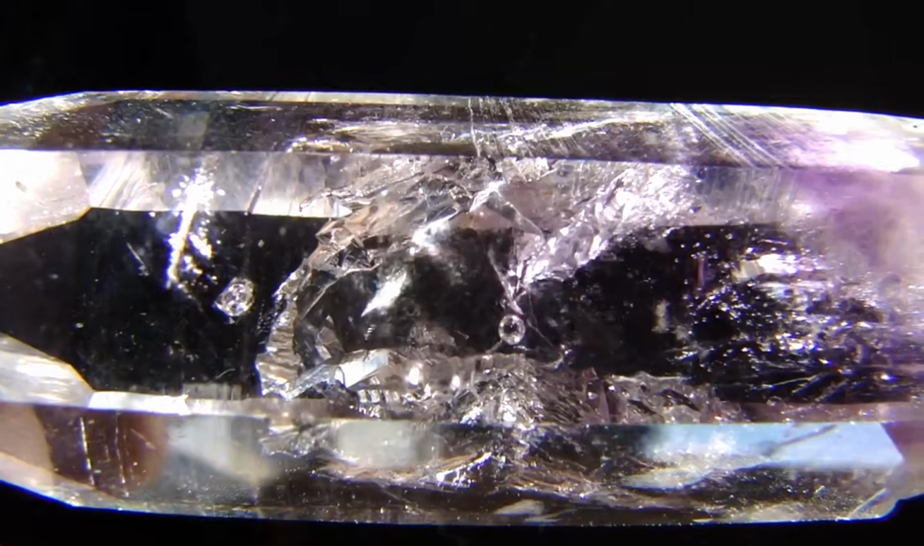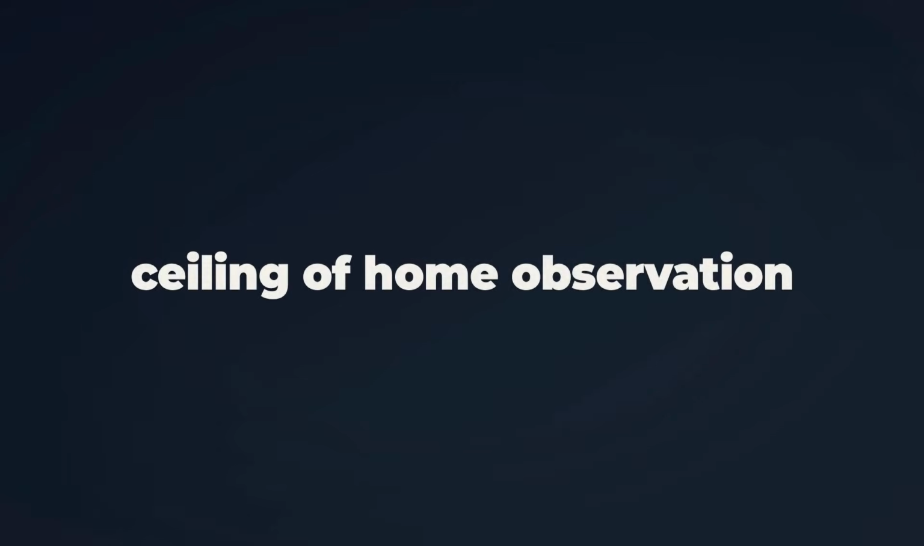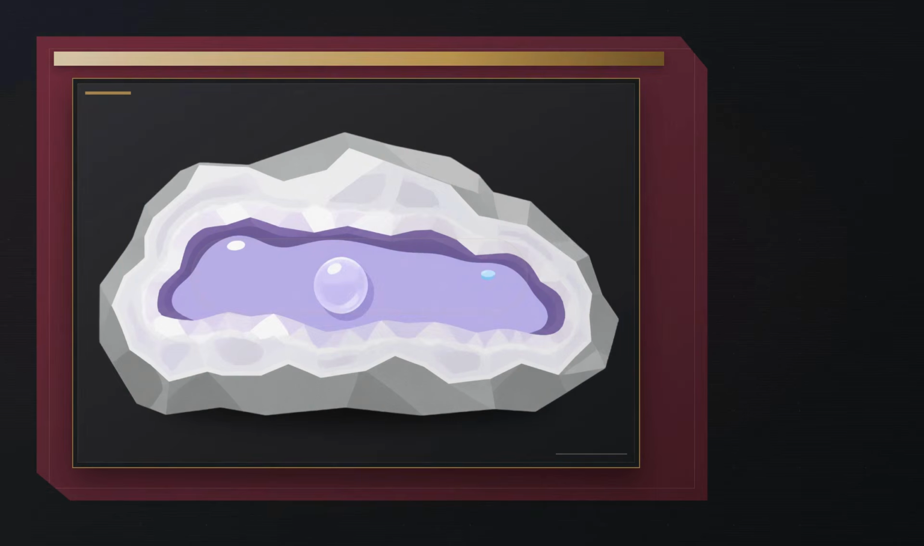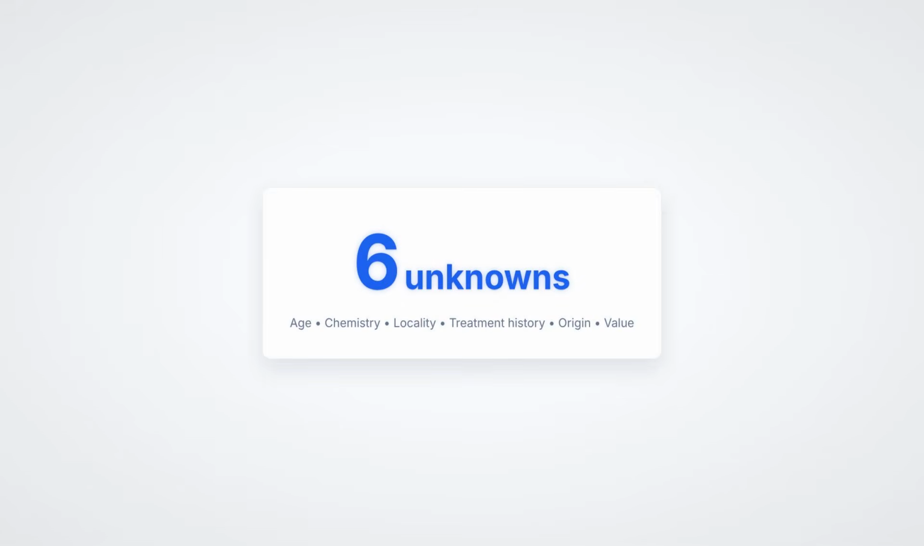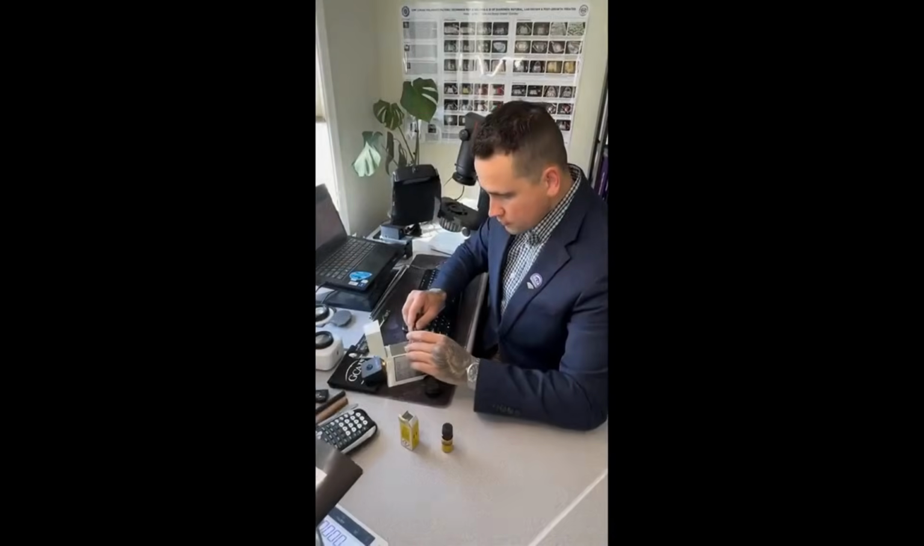When the bubble behaves consistently, the boundary appears internal, and no exterior route is visible, you have reached the ceiling of home observation. You may have strong support for an internal multi-phase cavity. You still do not have a verified age, chemistry, locality, treatment history, natural origin, or market value. That is where professional examination becomes useful.